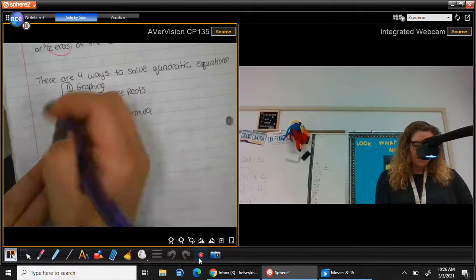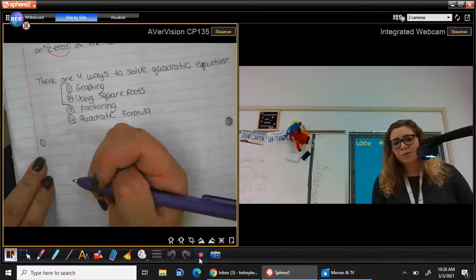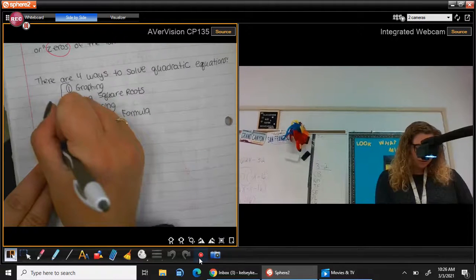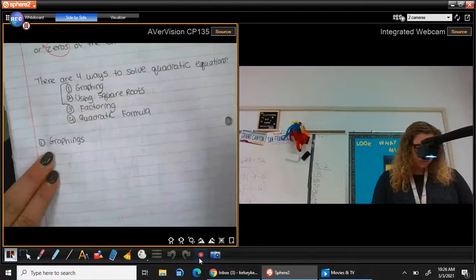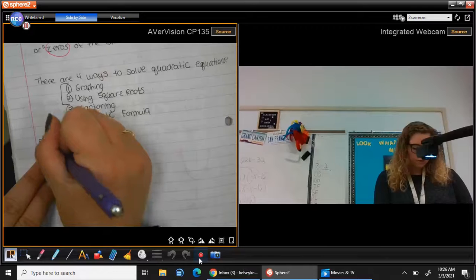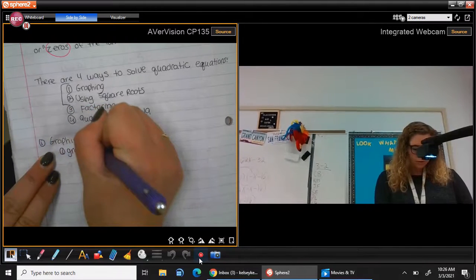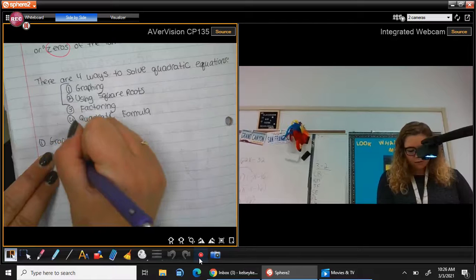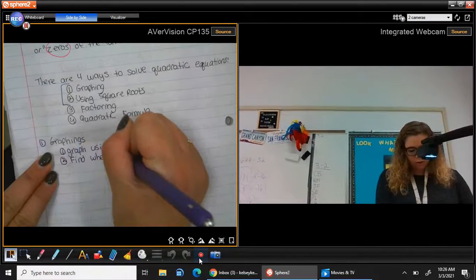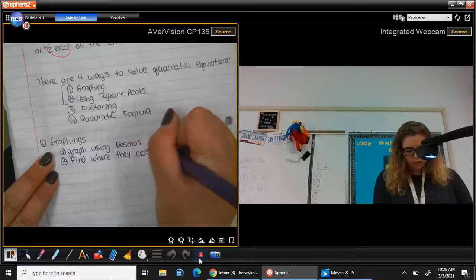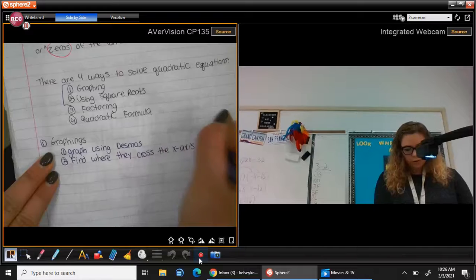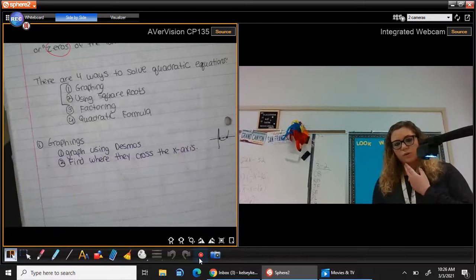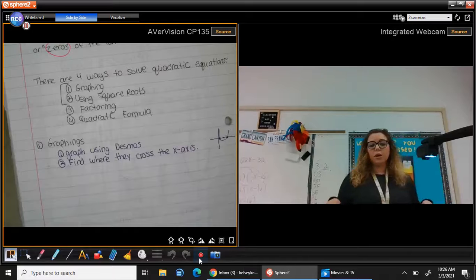So for graphing, that is the easiest way. Okay, if you have Desmos or a calculator on the EOC, do graphing, because with graphing there's 2 steps. 1, graph using Desmos. Secondly, find where they cross the x-axis. Okay, so you're going to graph it, you're going to get some kind of graph. Your solutions are going to be these 2 points. Okay, or 1, or none if it doesn't even cross the x-axis.